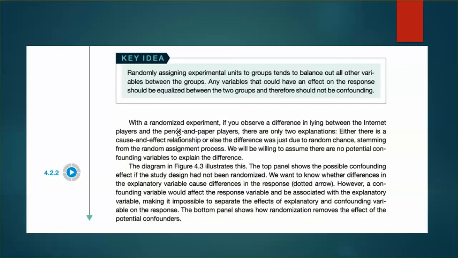All right, so let's say you do this experiment and you observe a difference in lying between the internet and pencil and paper. So there's only two explanations. Either there's a cause and effect relationship or the difference was due to random chance stemming from the random assignment process. That is a possibility. However, it's probably more likely that it's some kind of cause and effect relationship, because random chance is a less likely thing, that somehow randomly all the people who lie got put into one group. Is that possible? Sure. But it's less likely because we randomly assigned.